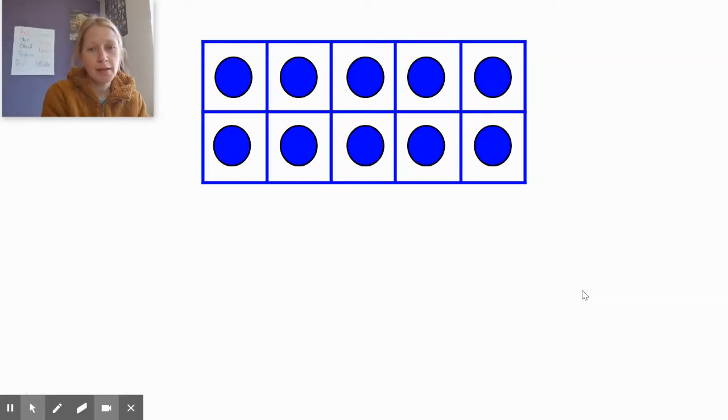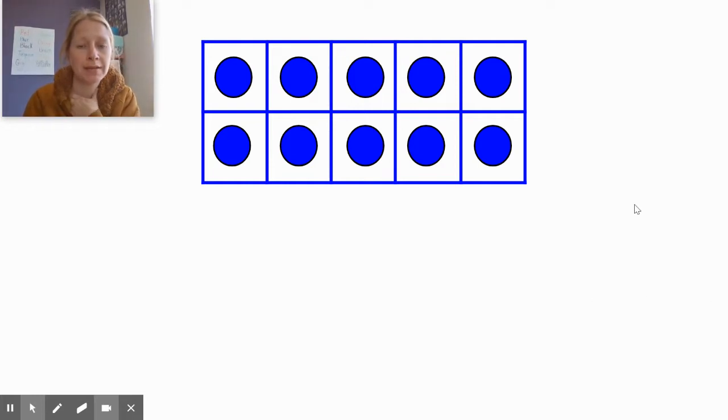Hey there, champions. So today in math, we are going to learn how to make 10 to add. That is another strategy that we are going to use to be able to add quicker in the future. And we have learned how to do that with our doubles facts and our near doubles. So here we are with making 10 to add.